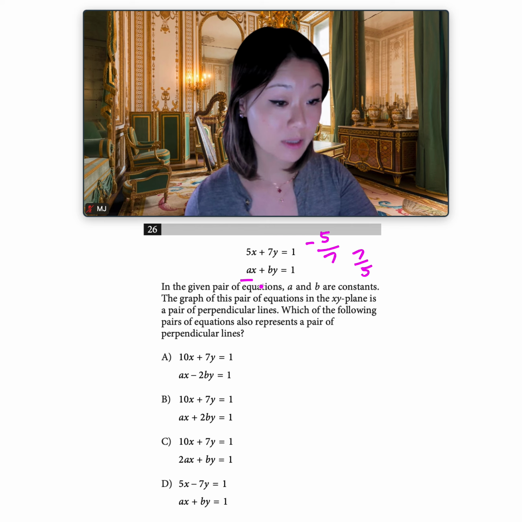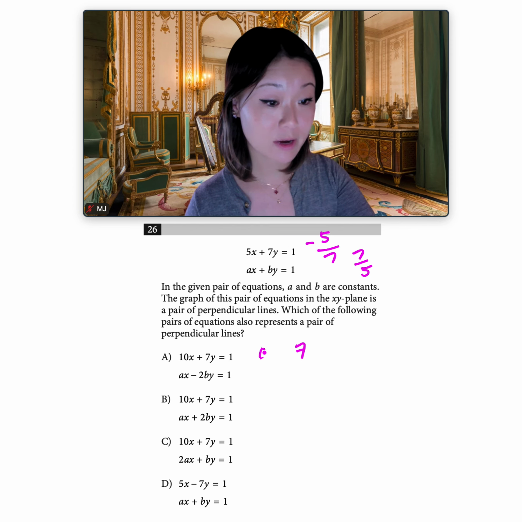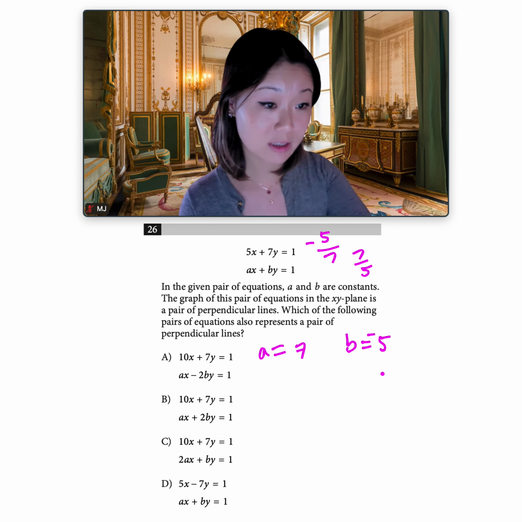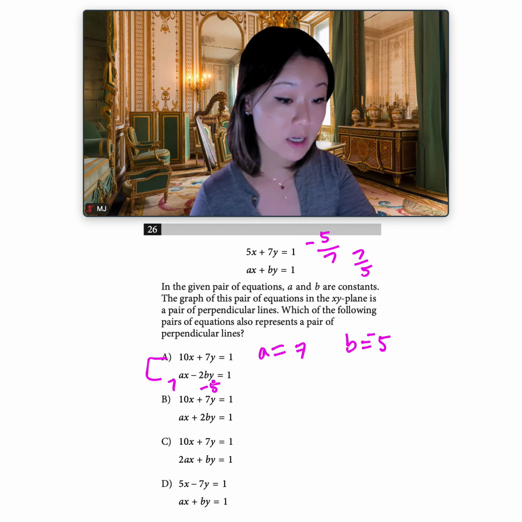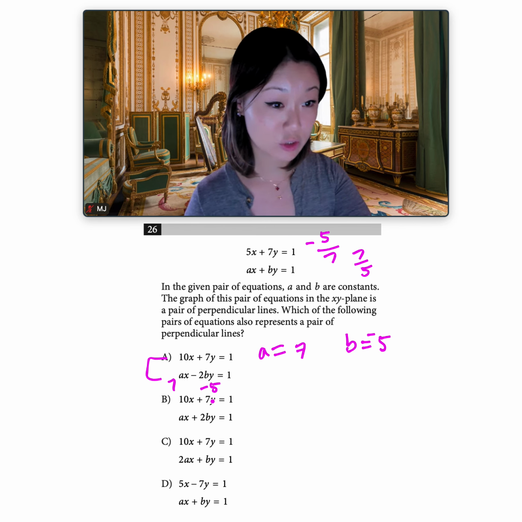So for here, something that would work for A and B would be if I made A 7 and I made B negative 5. I'm going to just use that for the purpose of trying the answers out here. So if A is actually 7 and B is negative 5, then if I pop 7 in here and negative 5 in here, can you tell if these things are going to have a negative reciprocal relationship?